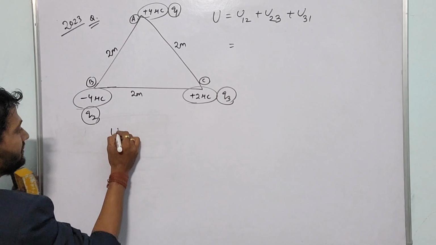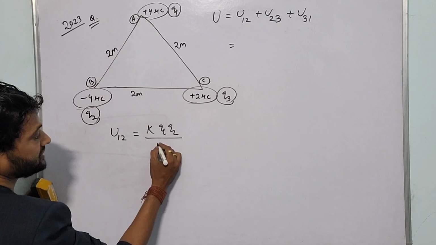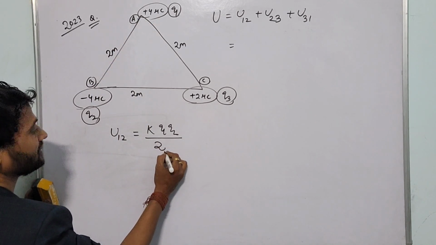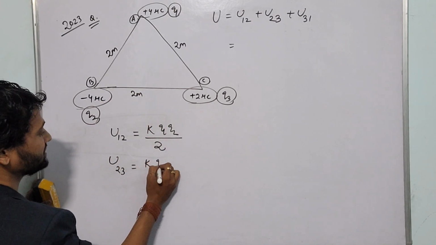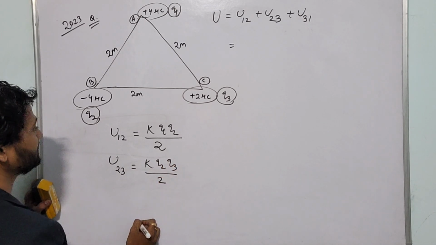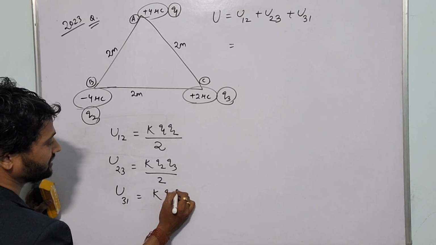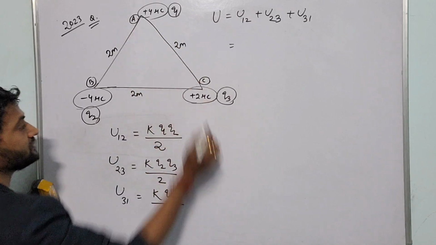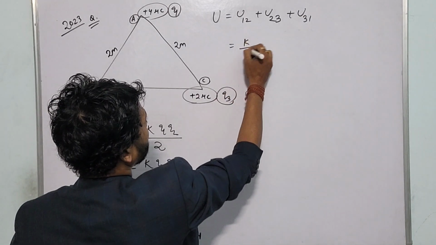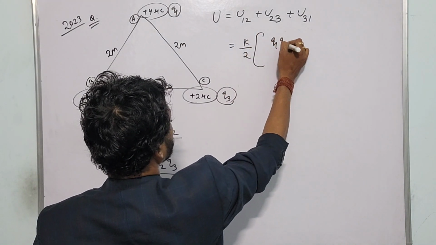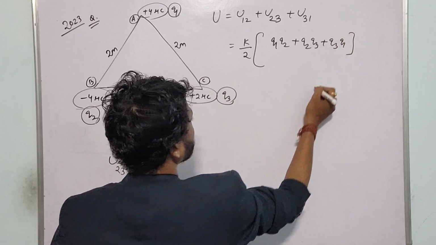So what is U12? Tell me, what is U12? K into Q1 Q2 by distance. Distance is how much? 2 meter. And what is U23? Potential energy between 2 and 3. Again it is K Q2 Q3 by 2 meter. And the potential energy between 3 and 1 is K Q3 Q1 upon again 2. So if we add these 3, we can take K by 2 as common. So answer is Q1 Q2 plus Q2 Q3 plus Q3 Q1.